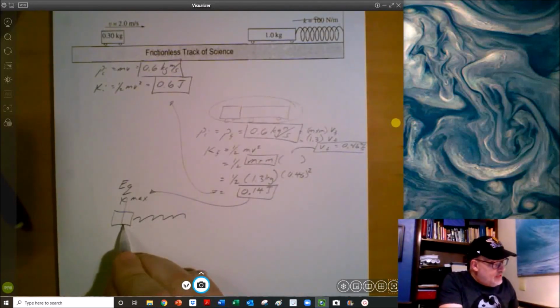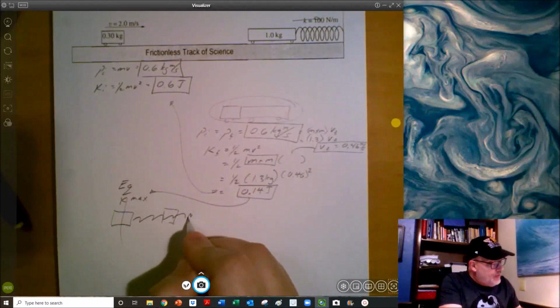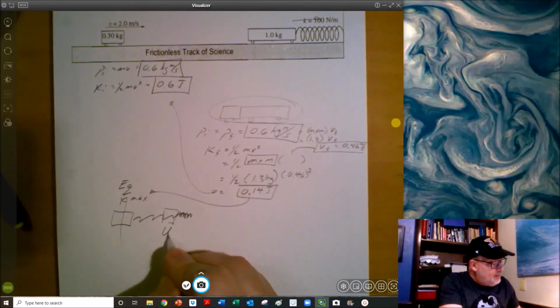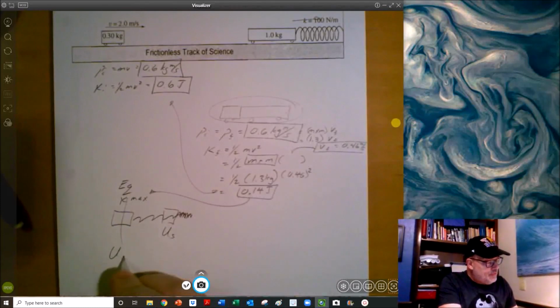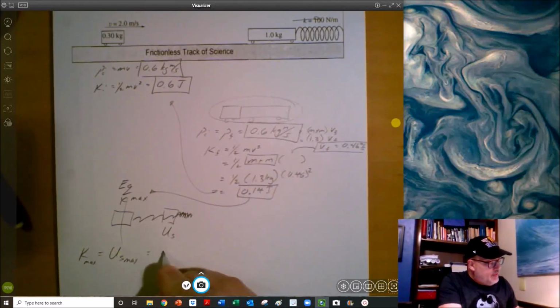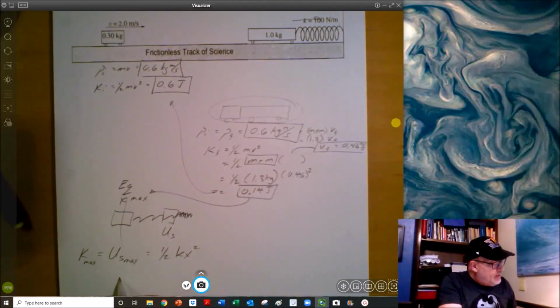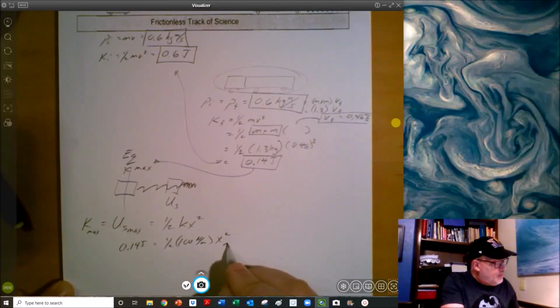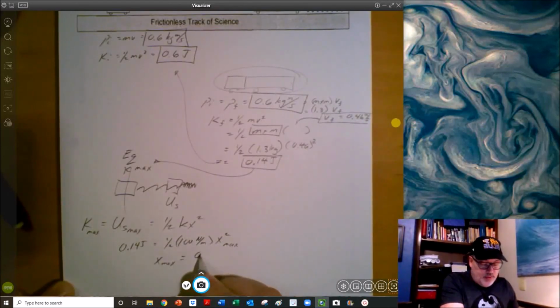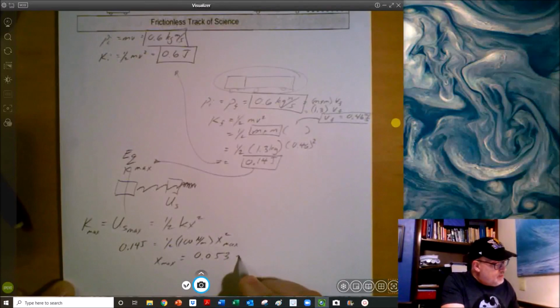So the kinetic energy it has here must equal, when the spring is all smashed up, the spring potential energy here. So the spring potential energy equals the kinetic energy maximum, and this is 1/2 kx squared. So I get 0.14 joules equals 1/2 100 Newton per meter. Solve for x squared. So our maximum compression will equal 0.053 meters.